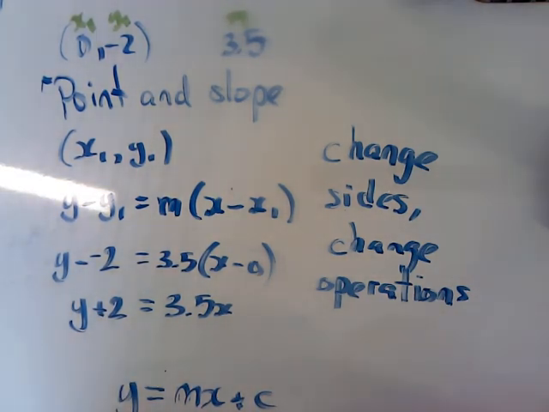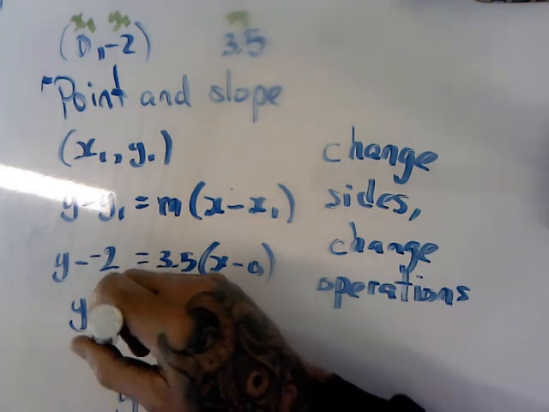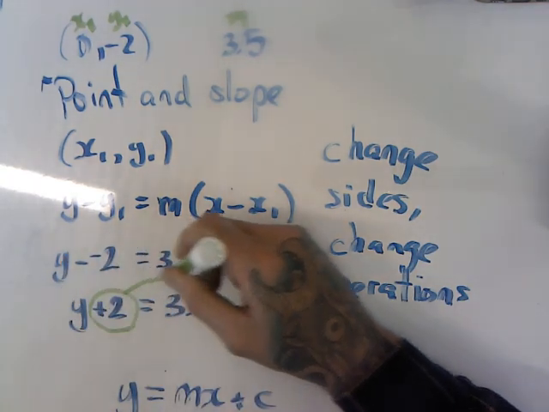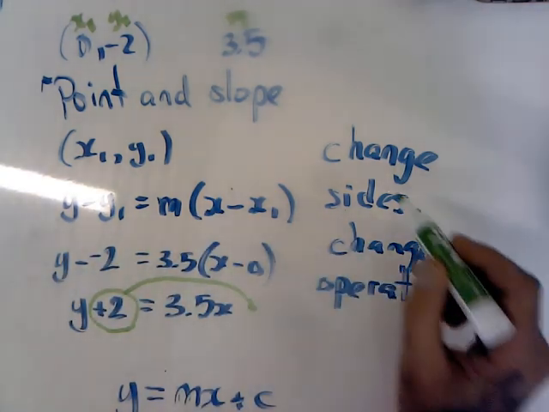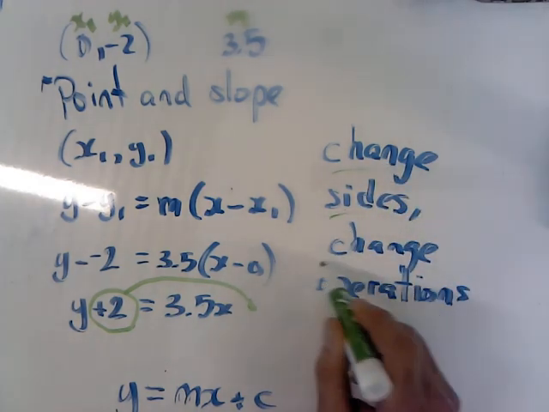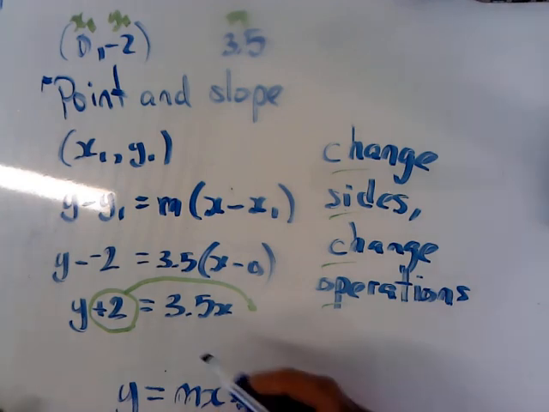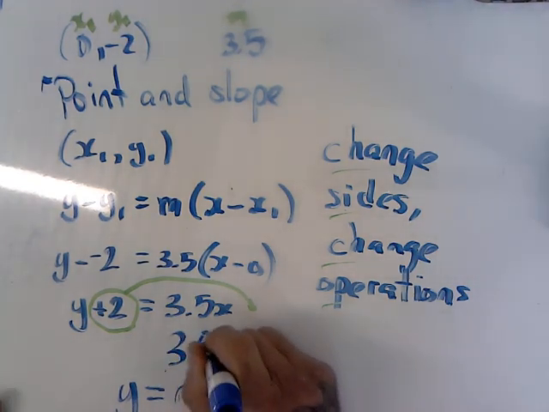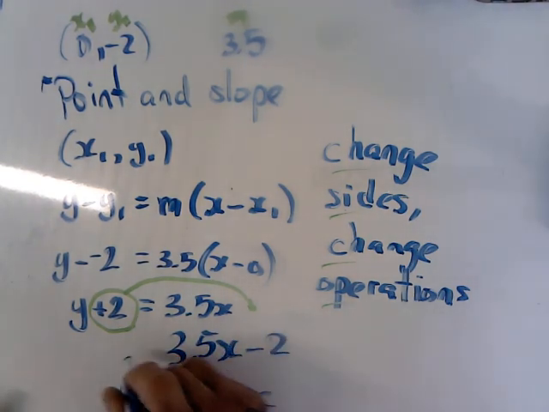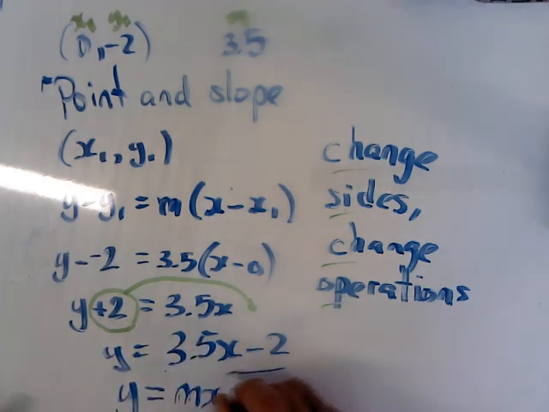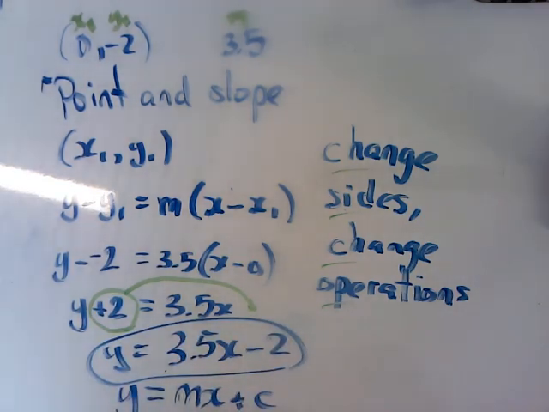This plus 2 is going to change sides. We want to bring that plus 2 over to the other side. Well, when something changes sides, it changes its operation. So a plus 2 will change sides and become minus 2. y equals 3.5x minus 2, that is the equation of our line.